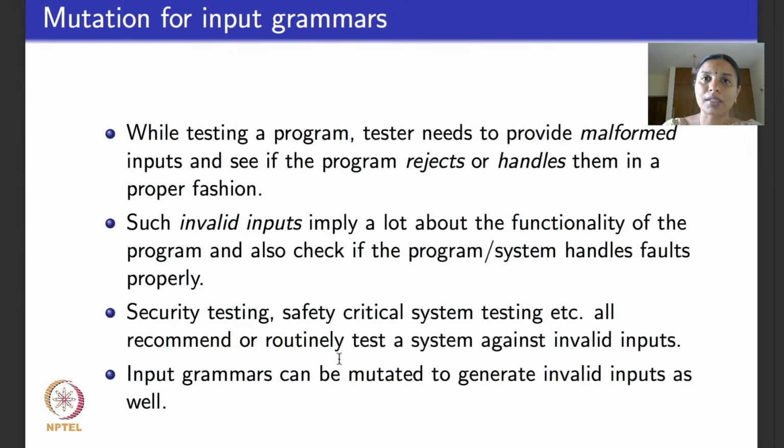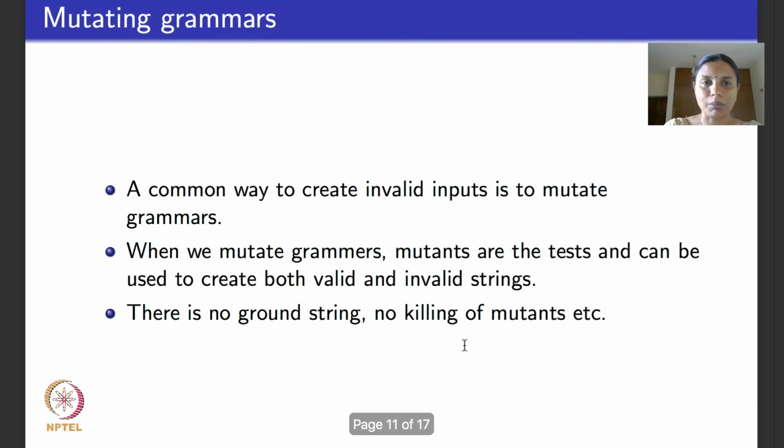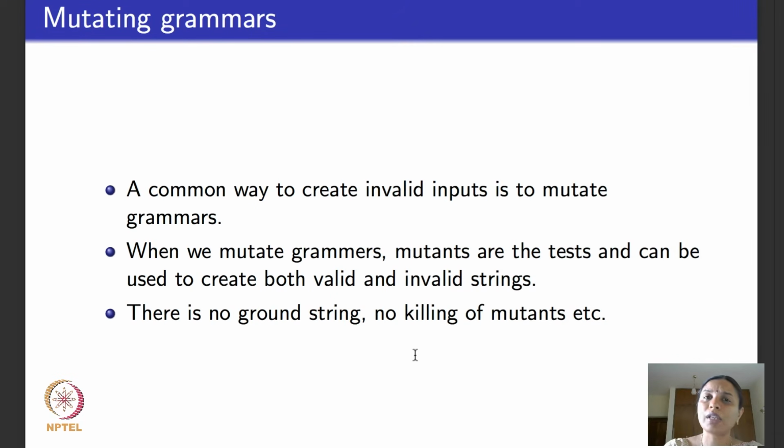Typically in areas like security testing for embedded systems, they insist that you test with invalid inputs at every level, specifically at system level, and they are known to reveal a lot of vulnerabilities in the system. Just as we saw that standard mutation operators for input grammars can be used to generate valid inputs, mutation for input grammars can also be used to generate invalid inputs. Once you generate an invalid input, you give it to a software artifact like a program and see how the program behaves on that invalid input. Now we'll see what are the common ways to create invalid inputs by mutating grammars. Common ways to create valid inputs by mutating grammars we already saw when we introduced grammars. Now I'll tell you how to create invalid inputs by mutating grammars.